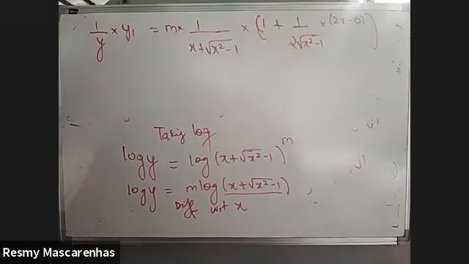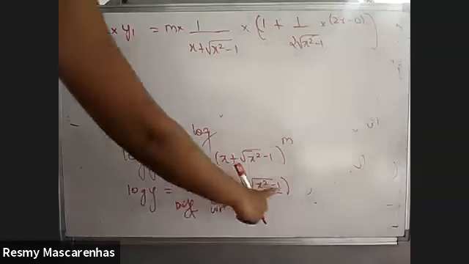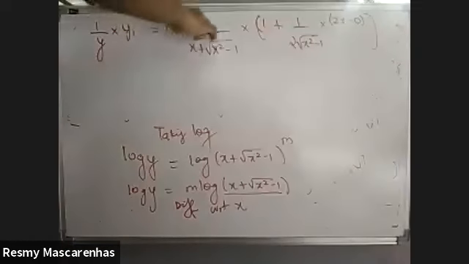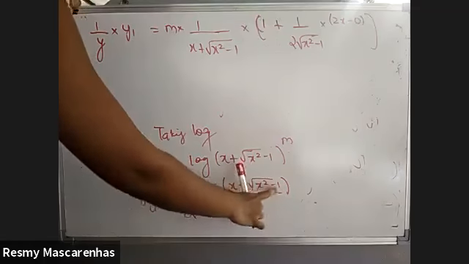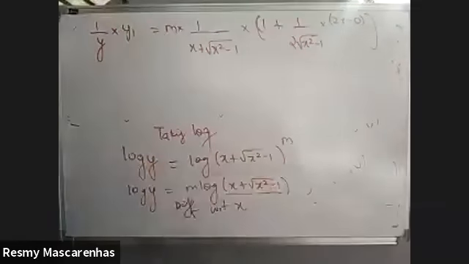See, again I'm repeating, log of x is nothing but 1 upon x. But this is not pure x. This is some complicated function. So I have to take the derivative of this.